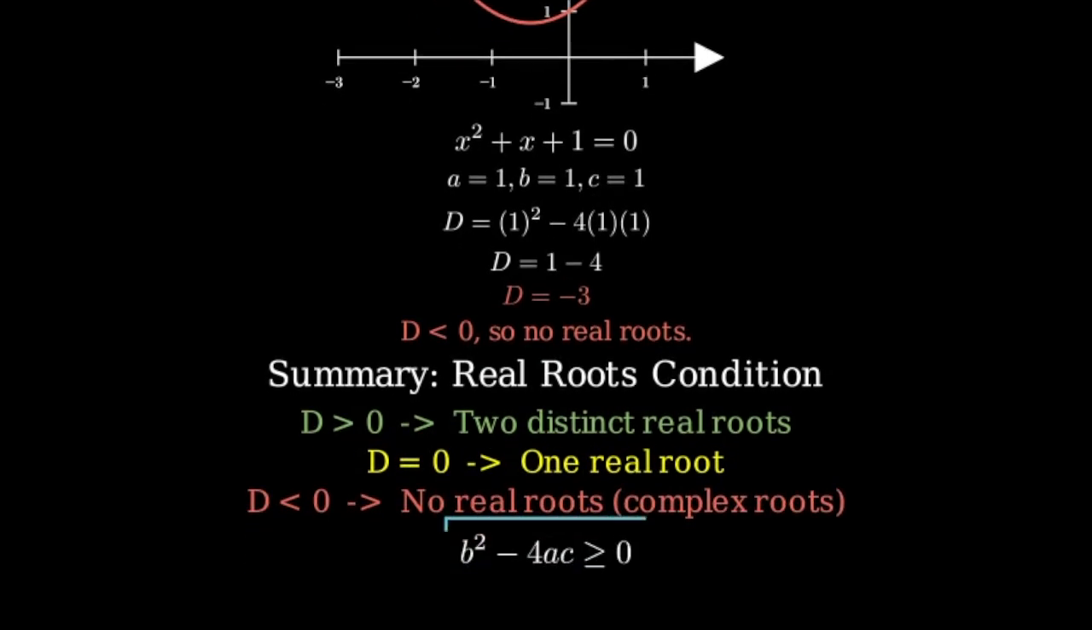So, the condition for having real roots is simply b² − 4ac is greater than or equal to 0.